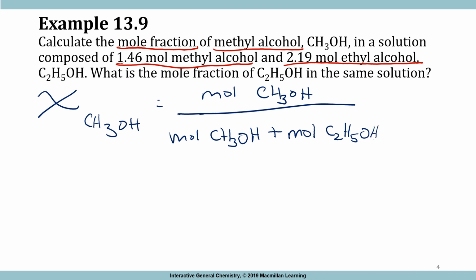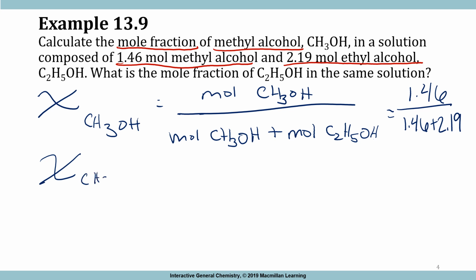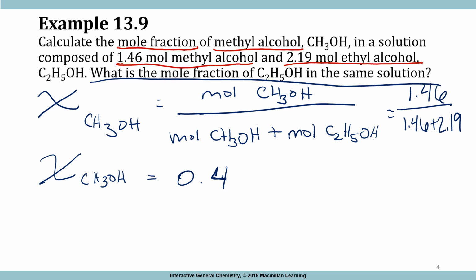So they gave us those values. That's just going to be 1.46 divided by 1.46 plus 2.19. So the mole fraction of CH3OH is equal to 0.4, and there are no units. Now, it also asks what is the mole fraction of ethyl alcohol in the same solution. Well, I know that the sum of two components is just going to be equal to 1.